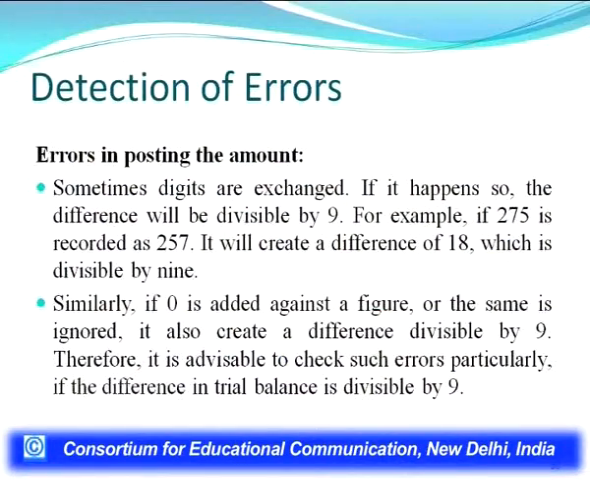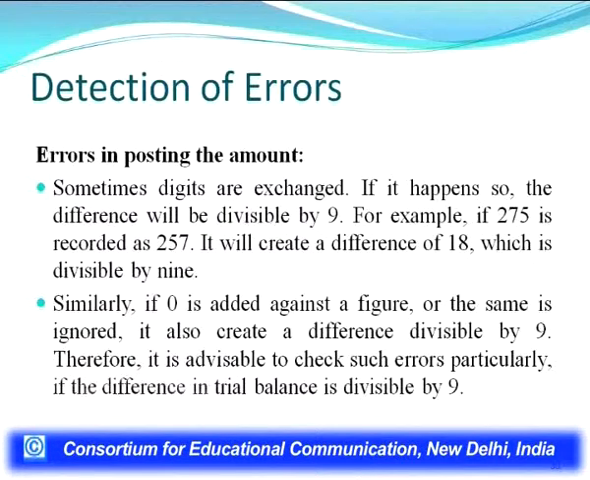Then another trick can be used. If the difference is divisible by 9, like just ₹2700, the difference is divisible by 9. So, when the difference is divisible by 9, there is a possibility of digit exchange. For example, here 275 is recorded as 257. So, it has created a difference of ₹18 and this 18 is divisible by 9. If ₹27 has been recorded as 72, the difference is ₹45 and this difference is divisible by 9. So you could notice it, whenever there is an exchange of two digits, the difference will be divisible by 9.